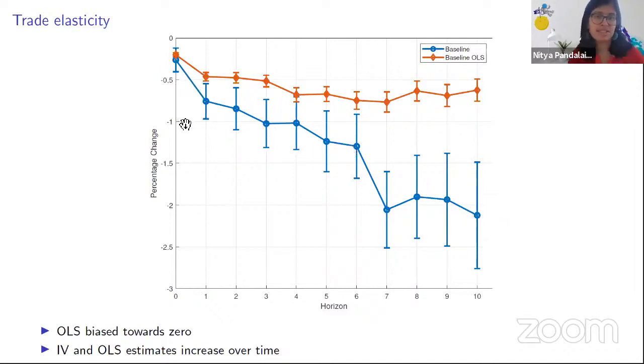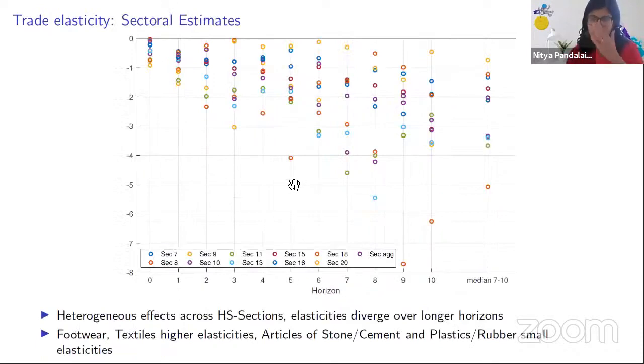The OLS is more comparable to standard gravity. So you can see that our instrument is actually increasing the estimates, if anything. The OLS estimates are very small, and they stabilize at around 2 in the long run. Our baseline is a single elasticity across all products, but we can also do this with sectoral variation. We see a similar path, but obviously there's heterogeneity across sectors.